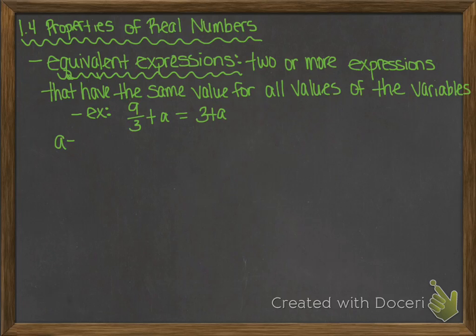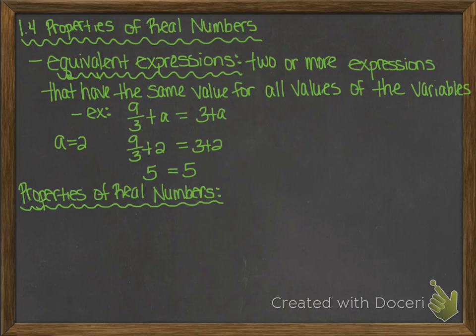But notice even when we plug in a value for a, let's say a equals 2. So we have 9/3 plus 2 equals 3 plus 2. On the left-hand side, 9/3 plus 2 simplifies down to 5, and on the right-hand side, that simplifies down to 5 as well. So that is one example of equivalent expressions. Okay. And that's the only vocabulary that we have for this section.